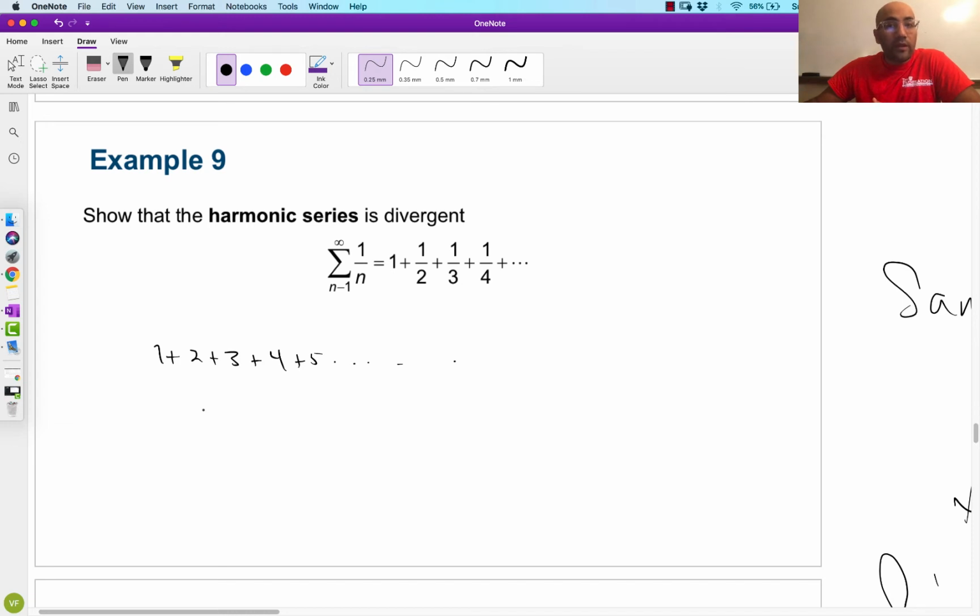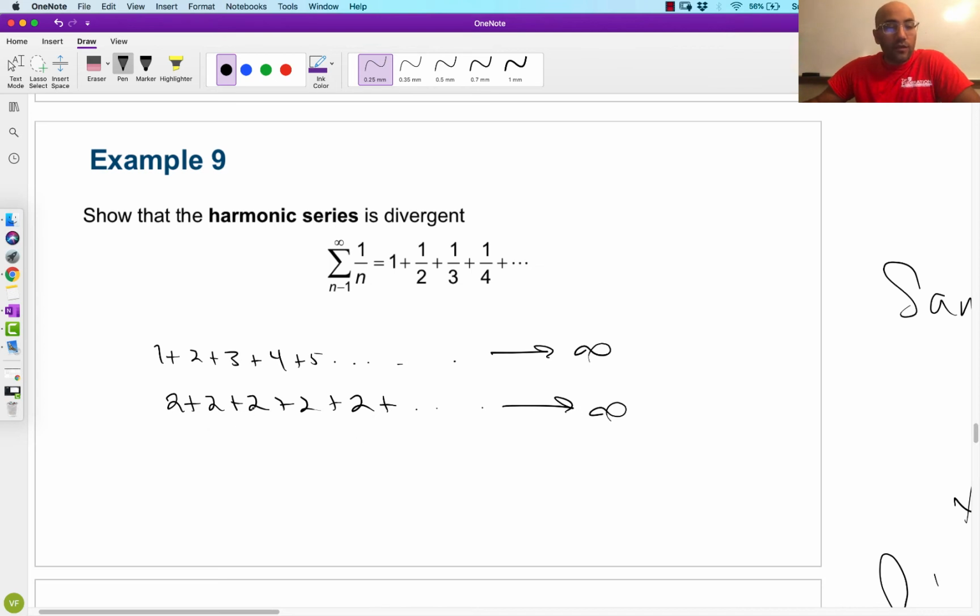Okay, what if they don't get bigger? They just stay the same. Well, what if we just had 2 plus 2 plus 2 plus 2 plus 2? Well, in this case, the individual terms are staying the same, but still, obviously, these aren't going to add up to anything. They're going to grow up to infinity, right? This is going to head toward infinity if we add the whole thing up, and this is going to head toward infinity as well.